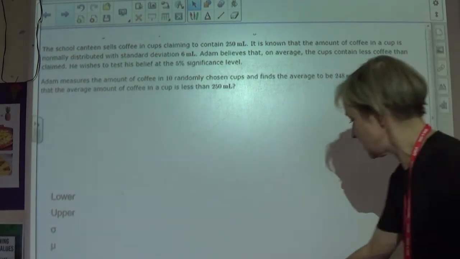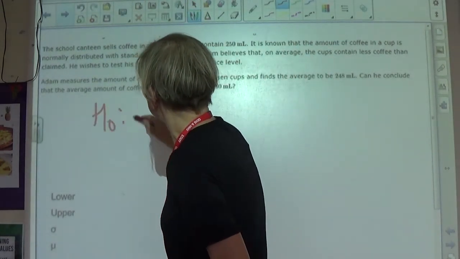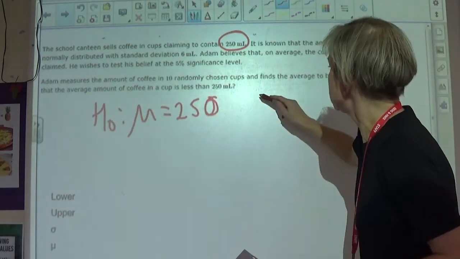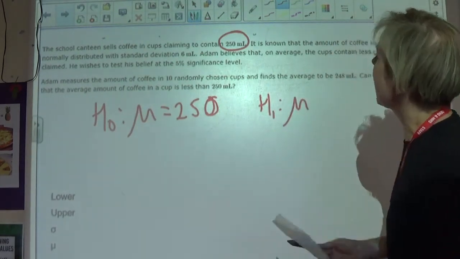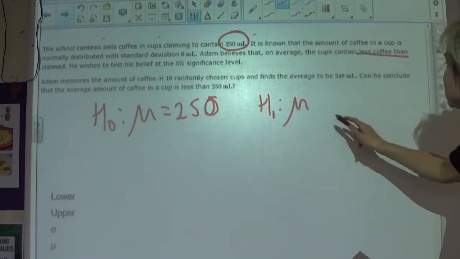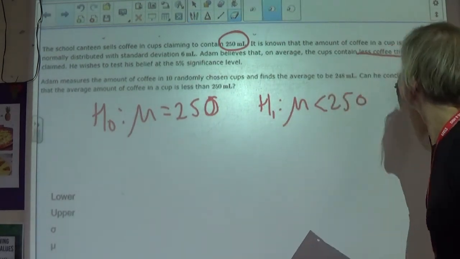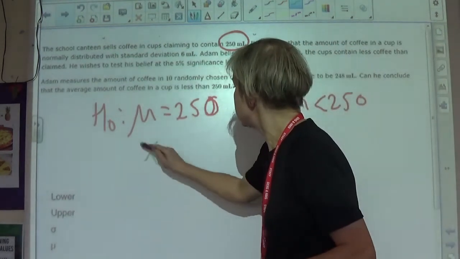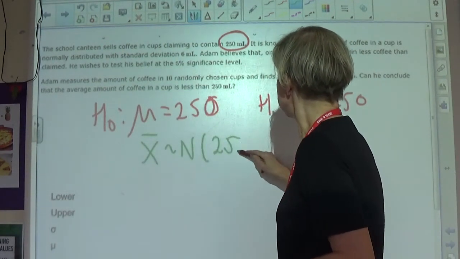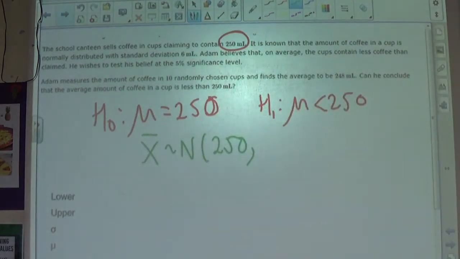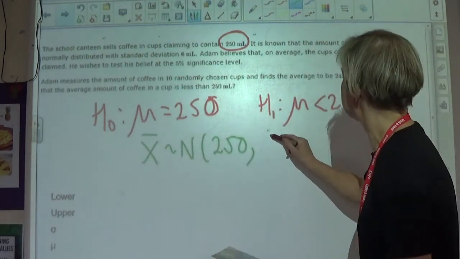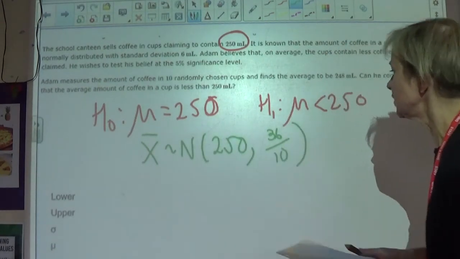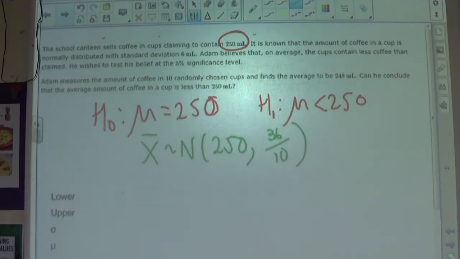Okay, so let's set the scene. First of all, the null hypothesis. You are looking at mu being 250 millilitres. The alternative hypothesis. You are looking at mu being less than 250. So you've got a less than there. Right, let's look at how the sample means are distributed normally. So your mean is 250 and you've got a standard deviation of 6. So you're going to have 6 squared over your sample size, which is 10. So there's our normal distribution of sample means.